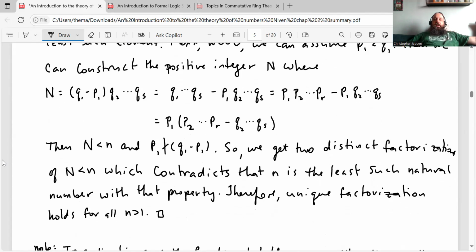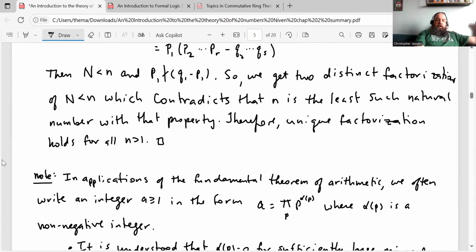So we get two distinct factorizations of capital N, which is less than n, obviously, right? Which contradicts that n is the least such natural number with that property. Therefore, unique factorization holds for all n greater than 1. So two different proofs for the fundamental theorem.